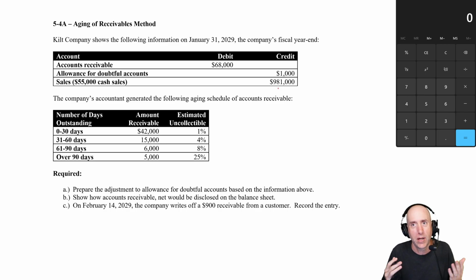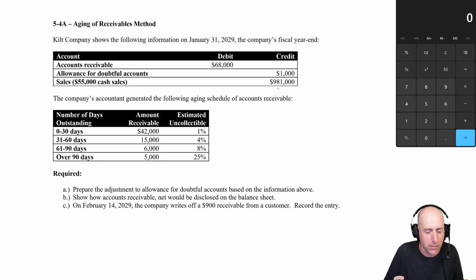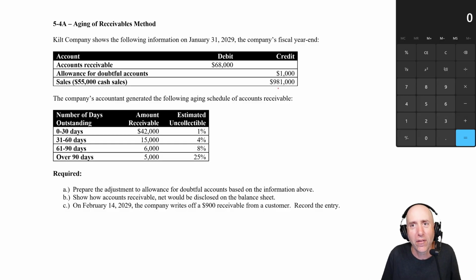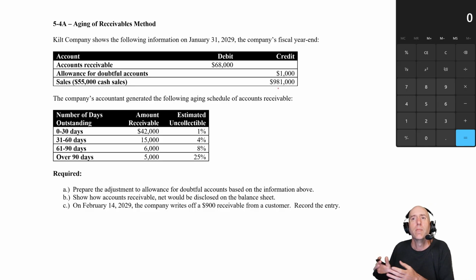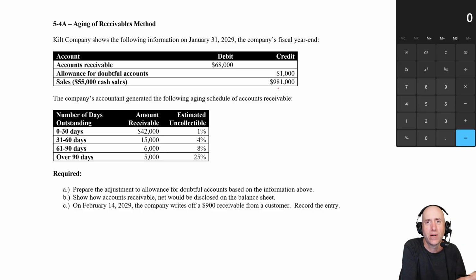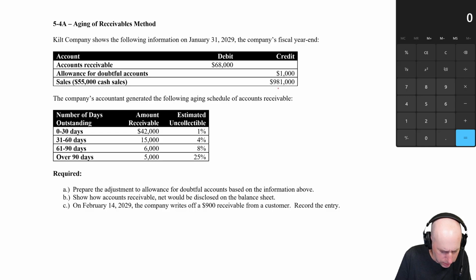And of course, an accountant is also going to be concerned with collectability, right? As they get older, they get harder and harder to collect. And so when we're setting up an allowance for doubtful accounts, doesn't it make sense to say, well, my oldest AR is going to be harder to collect than my newest AR? So that's what this method is all about.